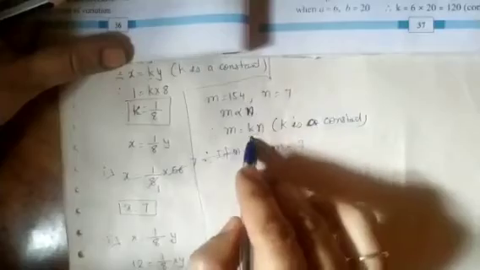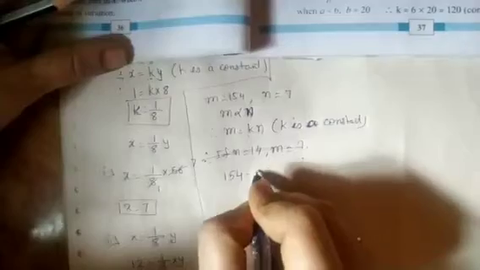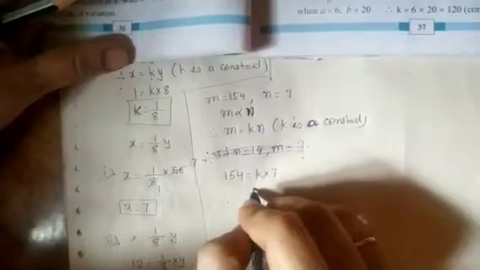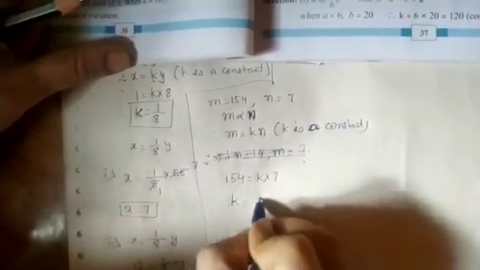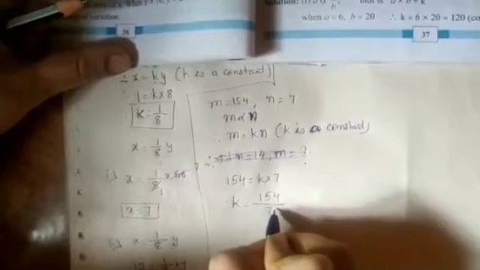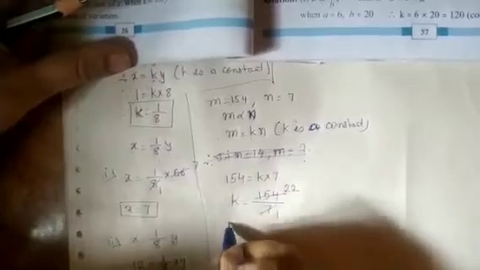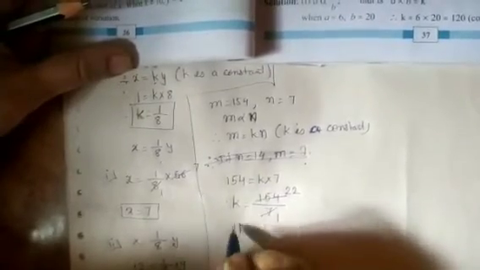Then substitute here. First we will write m is equal to kn. Then we will substitute m and n so that we will get the value of k. Here 154 is equal to k into 7. After that we have to find the value of k. Therefore k is equal to 154 upon 7. We will cancel. 7 ones are 7, 7 twos are 14, 7 twos are 14. That is k is equal to 22. Now you got the value of k is 22.